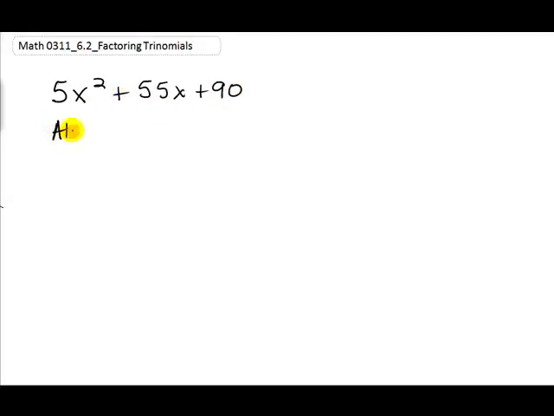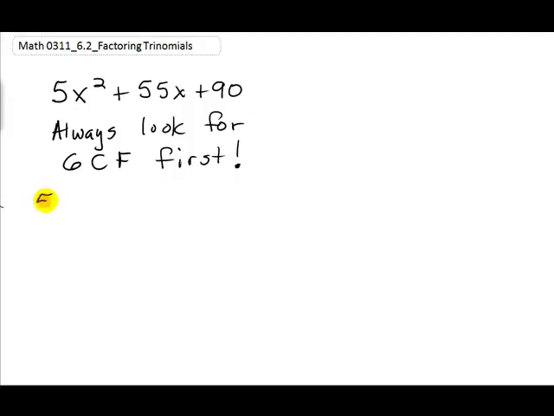We always look for GCF first. And here, when we look at each term, 5 will go into each one. So factor out 5 first. The GCF will be part of our answer.